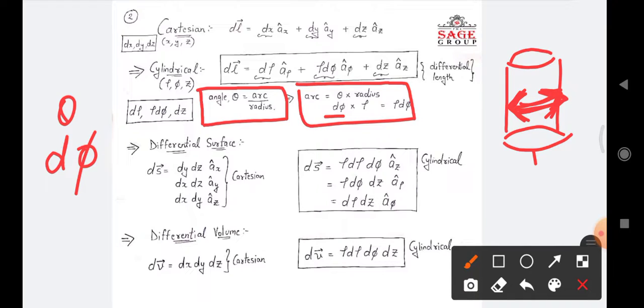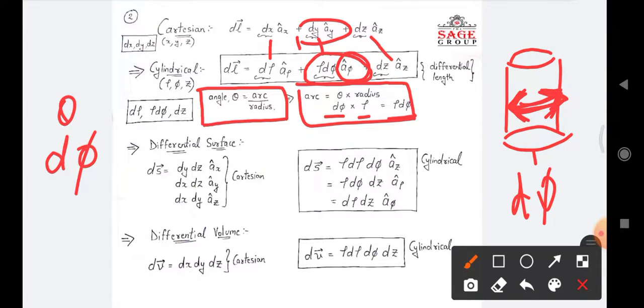I have written over there. And what is radius? Rho, so it will be equal to rho d phi. That is why I have written over there rho d phi a phi. The unit vector will be the same, that is a phi, but for dy I have written rho d phi. So x is replaced by radius, z is the same, and for y I have not written d phi, I have written rho d phi.